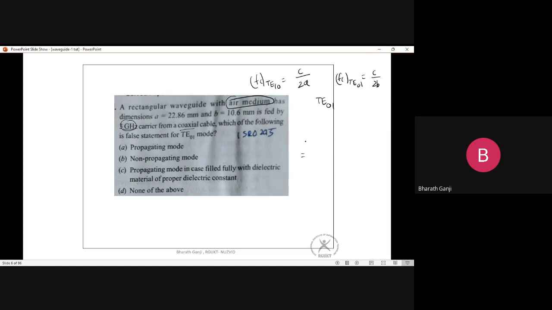So can you tell me what is the cutoff frequency for TE10 mode? Here A value is given, A is 22.86 mm and B value is 10.6 mm. Okay, so can you tell me what is the cutoff frequency for TE10 mode? gigahertz. So it's approximately 41 gigahertz. What is the cutoff frequency for TE01 mode?